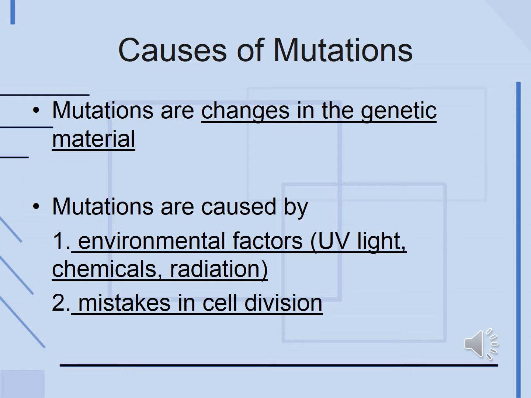Generally, cancer is also caused sometimes by mistakes in cell division. So mutations, 98 to nearly 100% of the time in humans, as well as many animals, are caused by either environmental factors or mistakes in cell division.